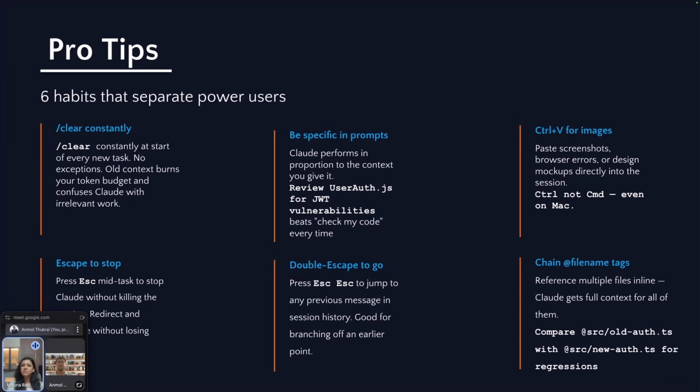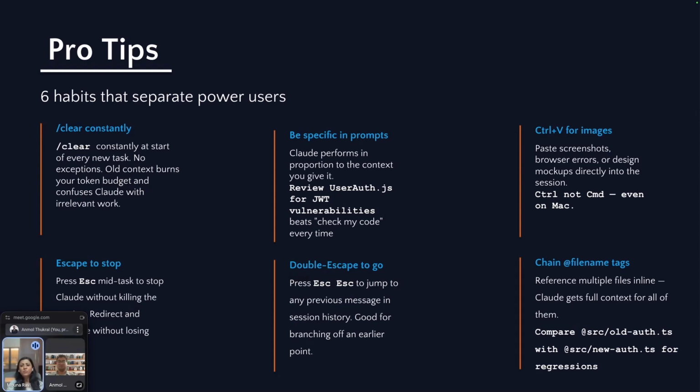2, be specific in your prompts. Something like "review index.js for JWT vulnerabilities" will get you dramatically better results than "check my code." Claude performs in proportion to the context you give it. So the more specific you are, the better the output is. Simple rule. That is correct.